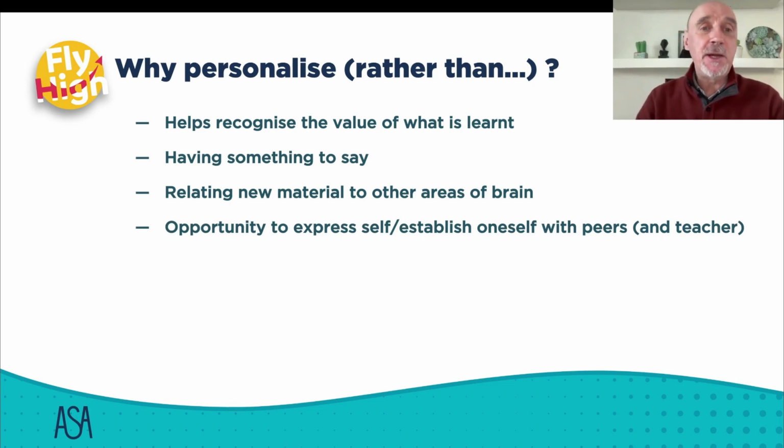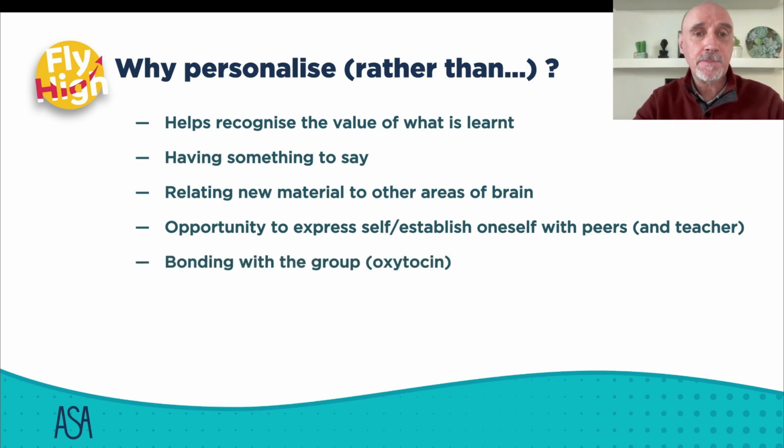It gives students, especially teenage students, we know this is important, the opportunity to express themselves and to establish themselves among their peers, and also to make that connection with the teacher. We'll come back to that in a moment. Very important, as we know, for adolescent teenage students to establish themselves in the sort of milieu and the ranking of the peers around them, to show who they are and to show how they fit in. This is part of bonding with the group.